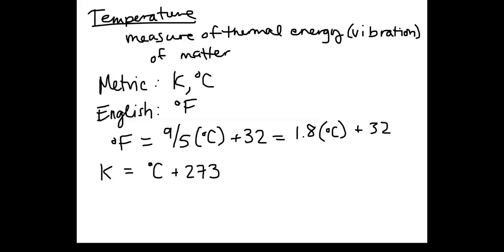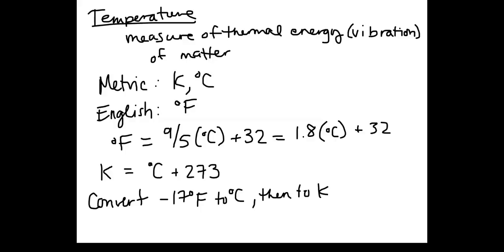I want you to convert, this is practice, convert negative 17 degrees Fahrenheit to degrees Celsius, then to Kelvin. So start in Fahrenheit, convert it to Celsius, then to Kelvin. Because we don't have a direct conversion from Fahrenheit to Kelvin, you have to go through Celsius.